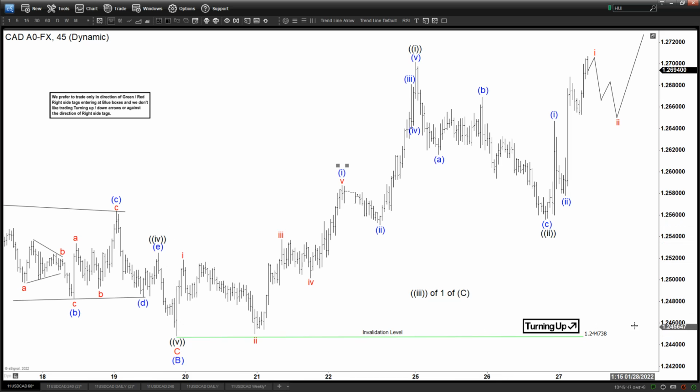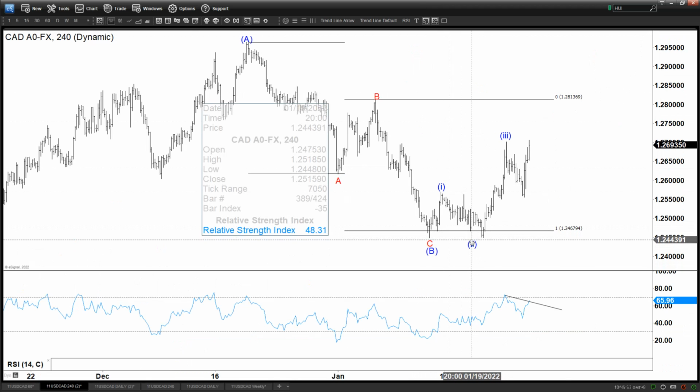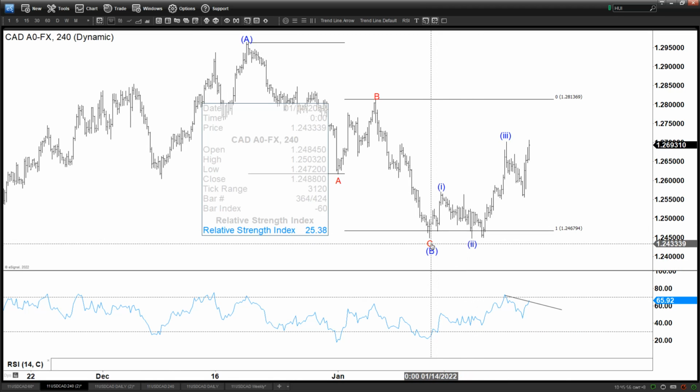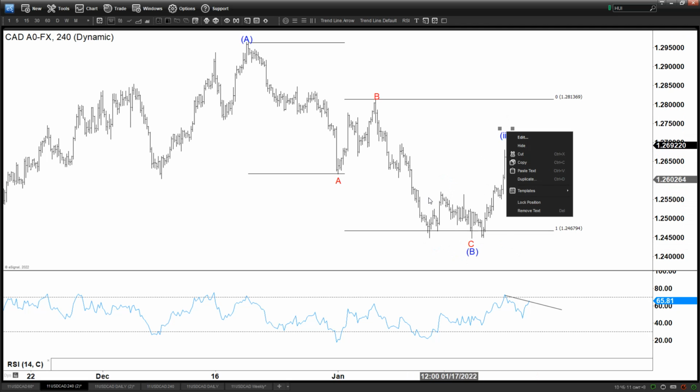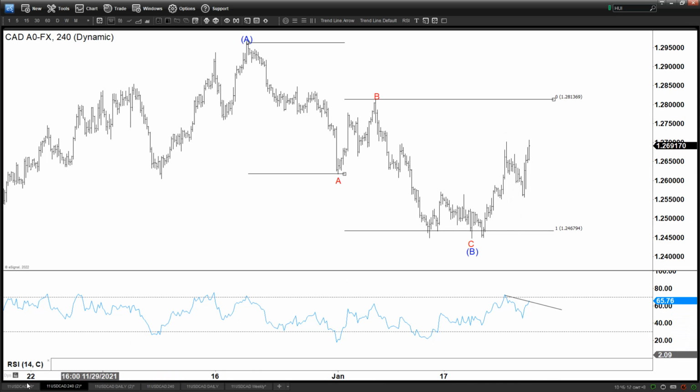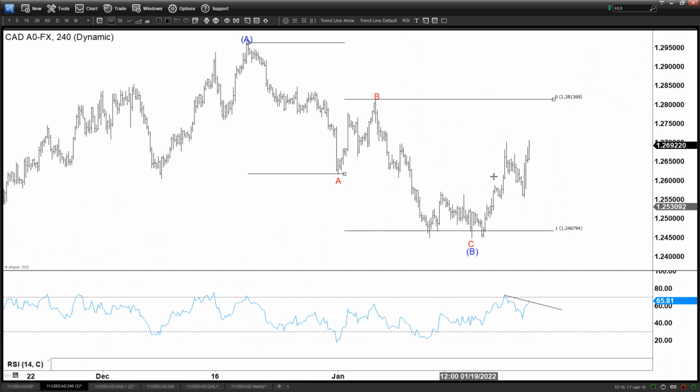Okay, so this one is 124.47. I'm trying to make sure I got it right here. 124.48. Okay, so this is lower than this, so it's actually here. All right, so in that case, this is your 1 and 2. There is no doubt about that. This is your 1 and 2 here.